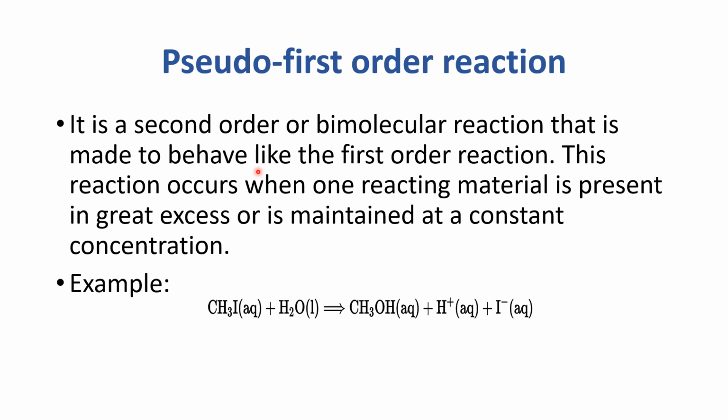For example, when methyl iodide reacts with water, in this reaction, when we take water in very large excess, the rate of reaction will not depend on water. So rate would be equal to K into methyl iodide into water, so it depends only on the concentration of methyl iodide. That's why it is a pseudo first order reaction.